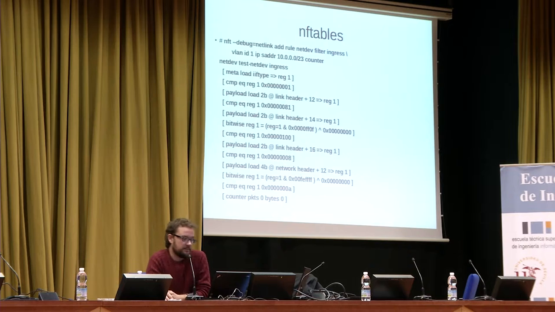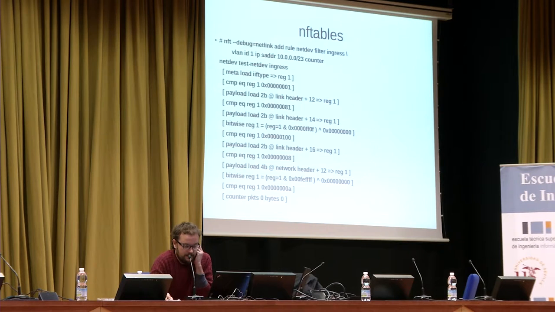It's basically, in the first place, we are at ingress. We have to validate that the input interface is an Ethernet interface. Then we check the ether type. In this case, we just look at the compare that says VLAN, ETH_P_8021Q. And after that, we are checking for the VLAN ID. There is a bitwise expression there.